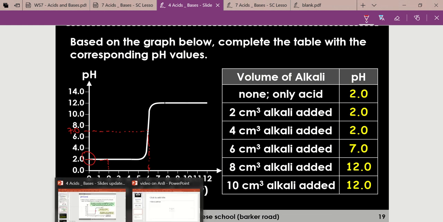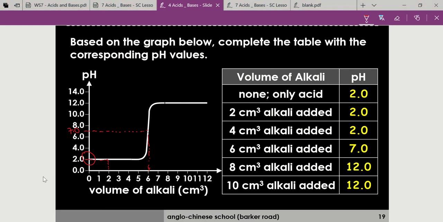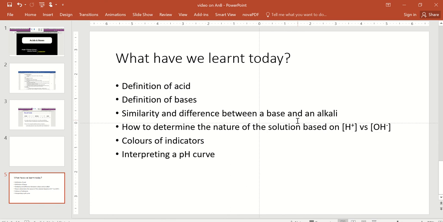So what have we learned today? We have learned firstly the definition of an acid, that it must have hydrogen ions in the presence of water. Okay, we have also learned the definition of bases, that it is a substance that accepts hydrogen ions. We have learned the similarity and difference between a base and an alkali.